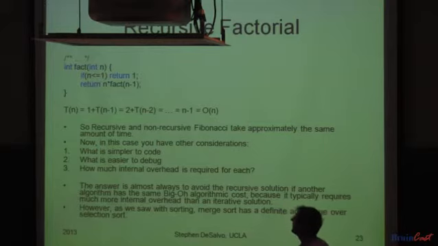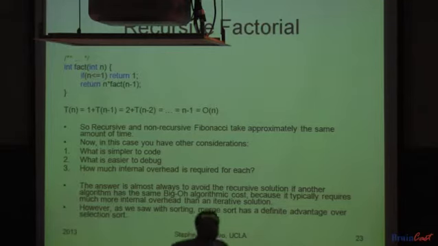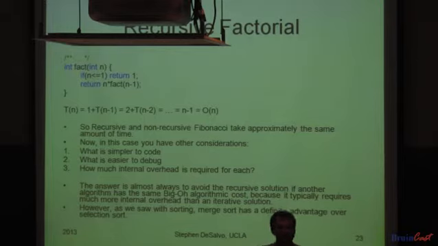So this is now where you have a choice. In principle, the theory is not going to give you a better choice. They're both, in theory, the same order of operations. But at this point, you delve into a little more of the practical aspects. For example, what is simpler to code? What's easier to look at? This recursive one or the non-recursive one?